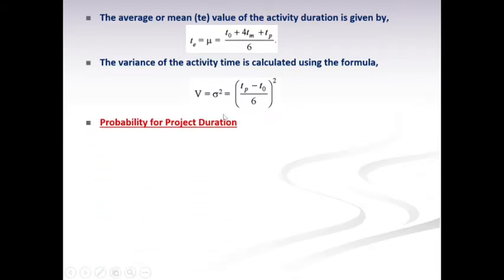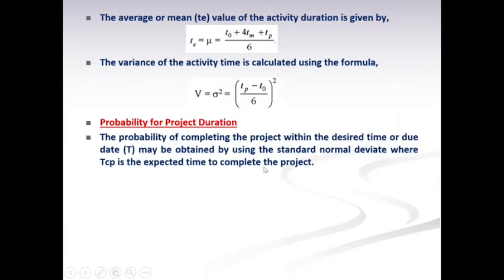Then after calculating all these activity variances, we have to go for probability of project duration. The probability of completing the project within the desired time or the due date may be obtained by using the standard normal deviate, where TCP is the expected time to complete the project. For that, we have to use a formula, that is Z is equal to (T minus TCP) divided by sigma. Here sigma is the standard deviation of the critical path.